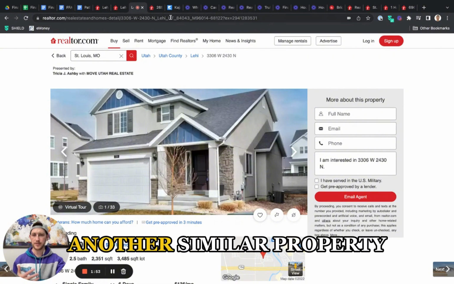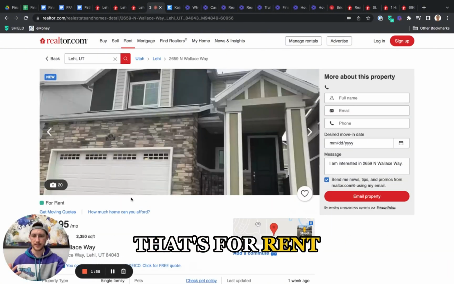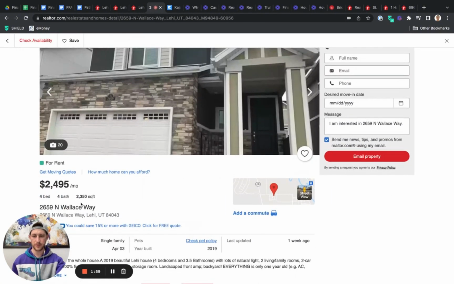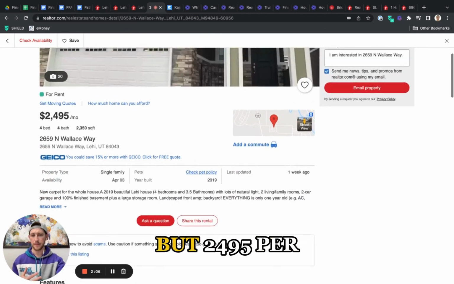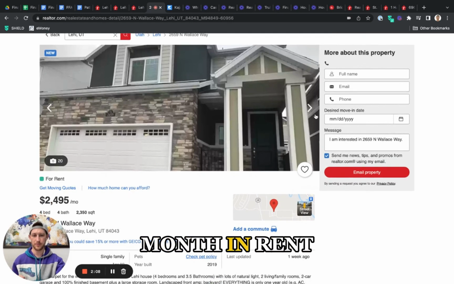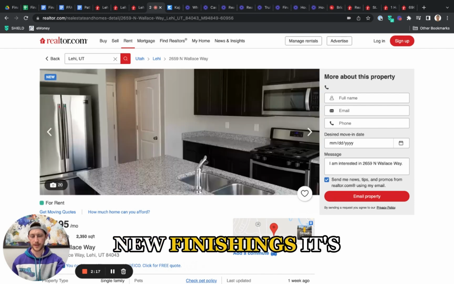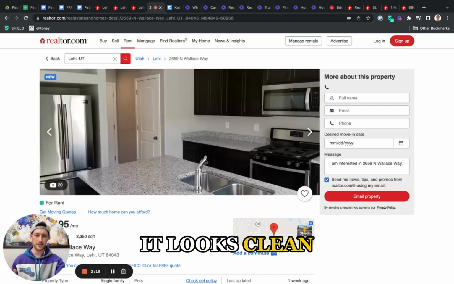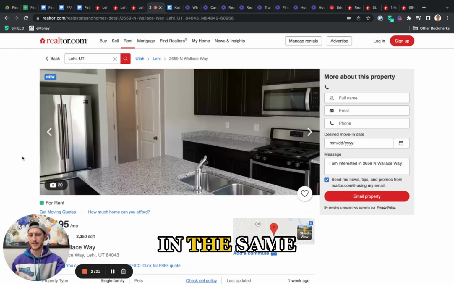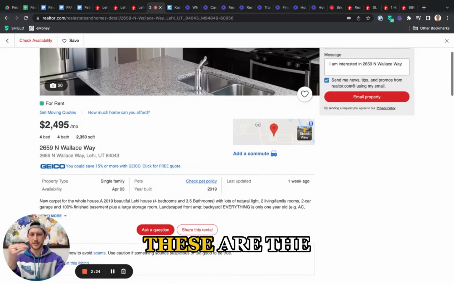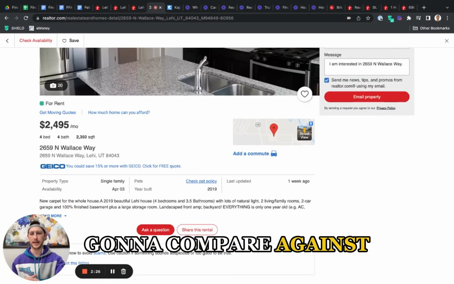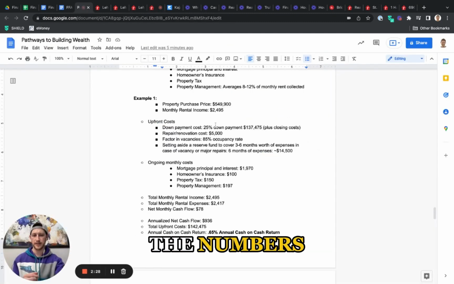So I found another similar property, like I said, that's for rent, and it is also around 2,300 square feet, 4 bedrooms, 4 baths in this case, so it's a little bit higher, but $24.95 per month in rent. And this one also looks pretty new on the inside. If you look, new finishings, it's modern, it looks clean, and they're roughly in the same neighborhood. So these are the two properties I'm going to compare against. So let's jump back over here and look at the numbers.